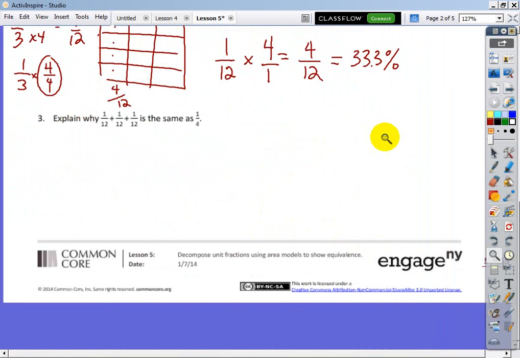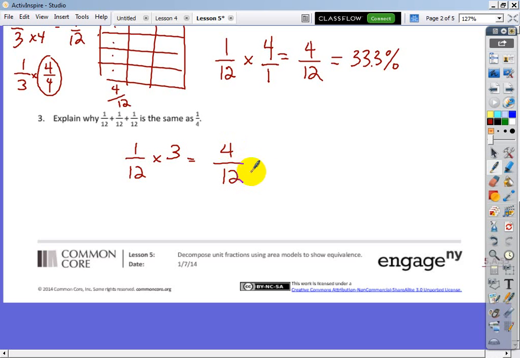And the last one, explain why 1/12 plus 1/12 plus 1/12 is the same as 1/4. Oh, because 1/12 times 3 equals 4/12. And that means that's actually 4 out of 12. That could also be shown as a division problem. There'd be a remainder in that one. Have you ever shown remainders as fractions yet? No. No? Okay.